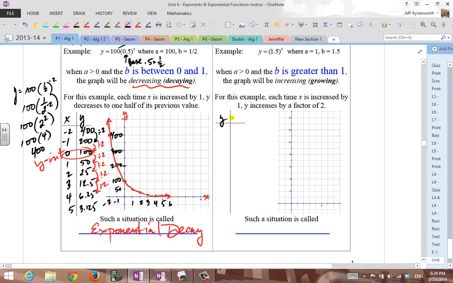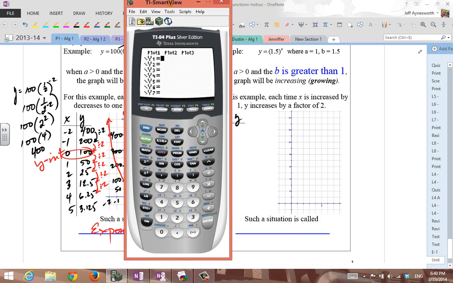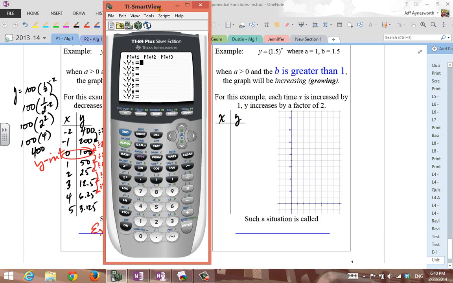So let's go ahead and change the function in our calculator, and let's take a look at this one here. Once again, we'll change the scale and be able to graph all our points. So for this one, let's go into y equals. Let's change this here, and let's change it to 1.5 to the power of x.